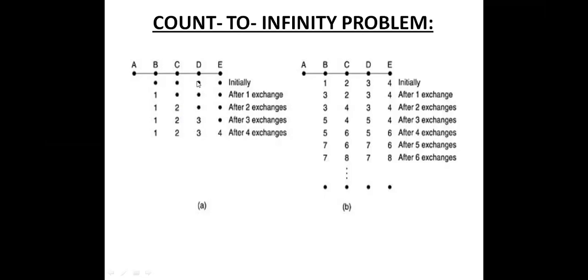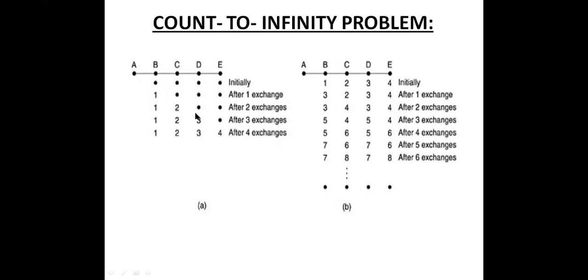D also initially doesn't know how to reach A. But based upon C's information, D thinks that from me to C it is 1 hop distance, and from C to A it is 2 hop distance. So 2 plus 1 is 3. So I can reach A with 3 hops, so it will update the table. Based upon this information, E thinks that I cannot have a direct route to A, so I need to follow D. What is the distance from D to A? It is 3 hops. From E to D it is 1 hop. So 1 plus 3 is 4. So E might think that I can exchange information to A within 4 hops.